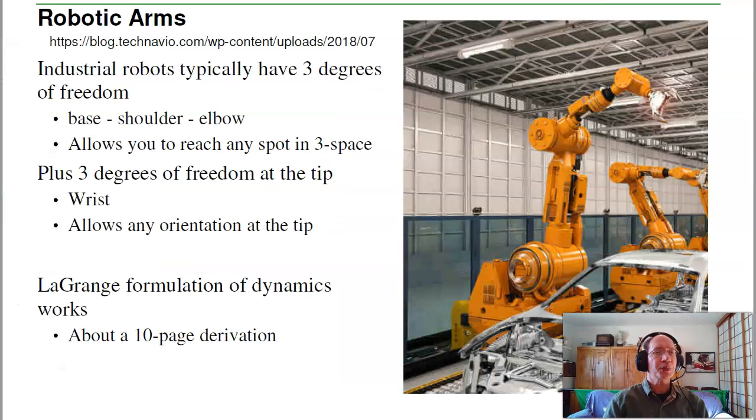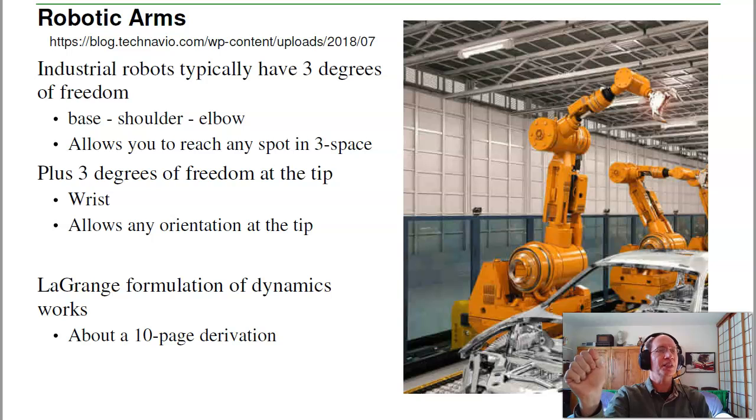Now, in this lecture, we're going to look at coming up with the dynamics for a robotic arm. Typical industrial robots have 3 degrees of freedom. That has the base, so you can sit there and turn around. The shoulder goes up and down, and the elbow. That lets you reach any place in 3 space.